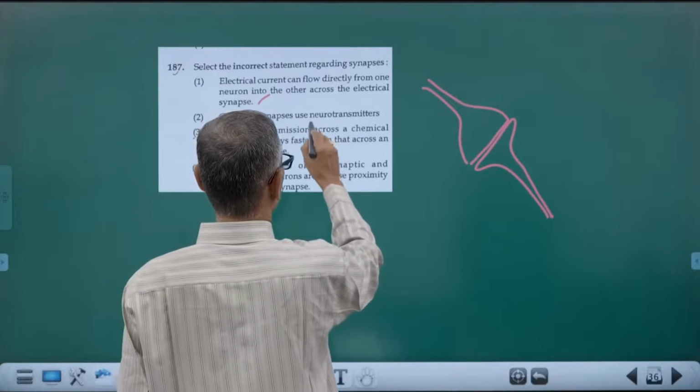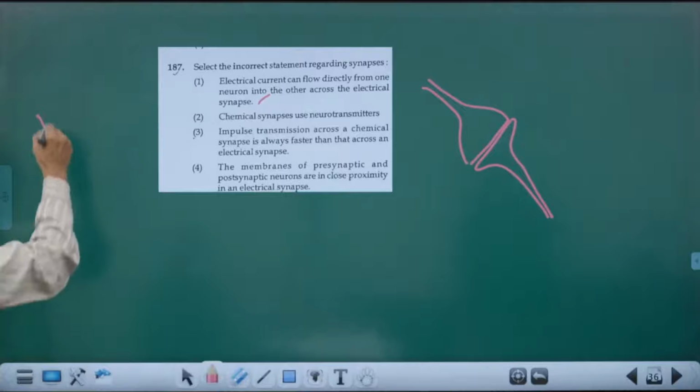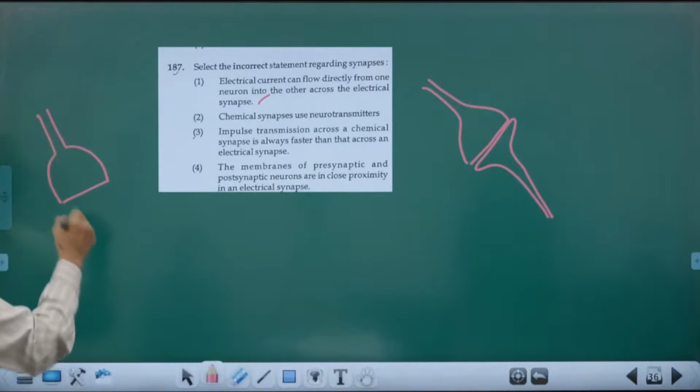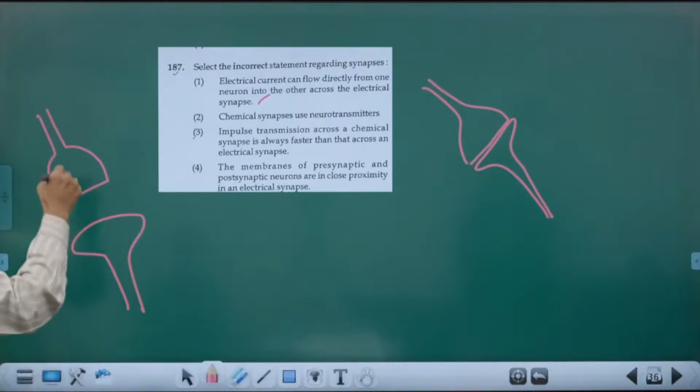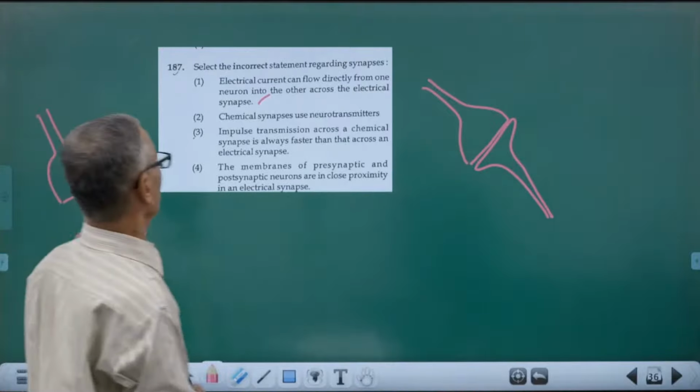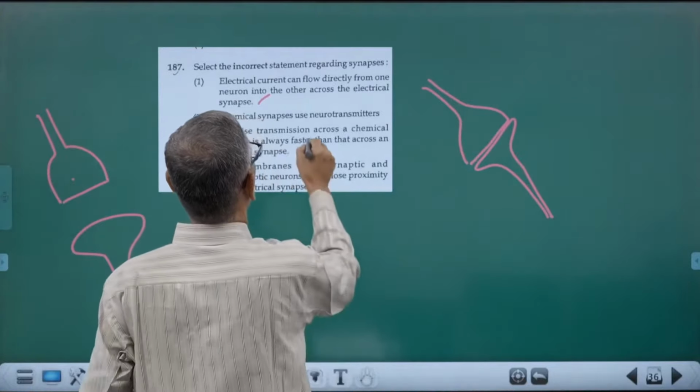Chemical synapses use neurotransmitters. Why do they have to use neurotransmitters? Because the synaptic cleft is very large, so that the signal cannot jump from presynaptic to postsynaptic. Impulse transmission across a chemical synapse is always slower.